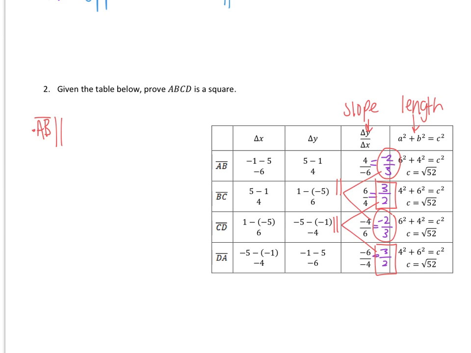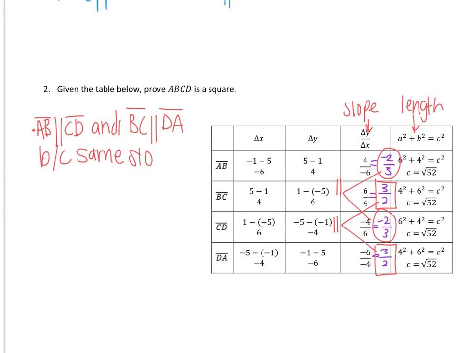AB is parallel to CD. And see if you can fill in the next part. BC is parallel to DA because, go ahead and fill this in yourself. You should have said because same slope. Now, again, we need to look back at the slope column to see if there's anything more that we can conclude. If there's not, that's fine, but we need to check it to be sure.